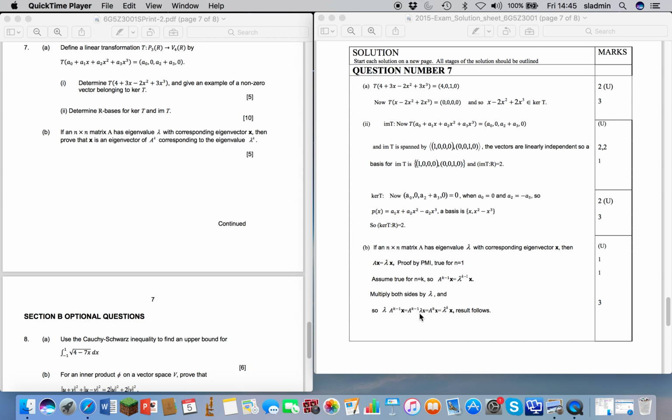And then we get A to the k minus 1 times x is lambda to the k minus 1 x. So again, we can replace that there. So that gives us A to the k x equals lambda to the k x. So that was assuming it was true for n equals k minus 1, then we prove that it's also true for k. So therefore it's true by the principle of mathematical induction. And that concludes the solutions for question number 7.